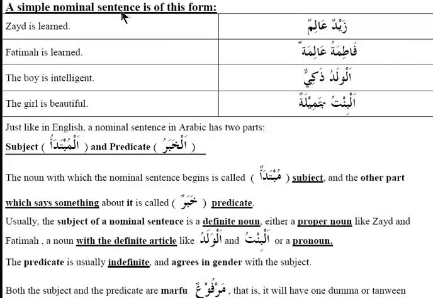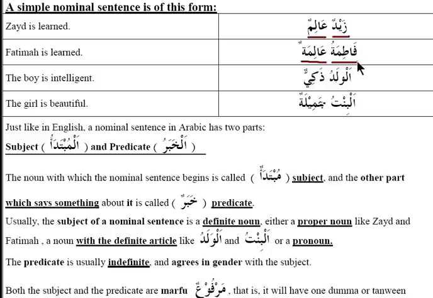We have Zayd is learned, or Zaydun alimun. So Zaydun is the mubtada, or the subject, and what is being said about Zayd is that he is learned. Similarly, we have Fatima too. What about her? Alimatun. She is learned.